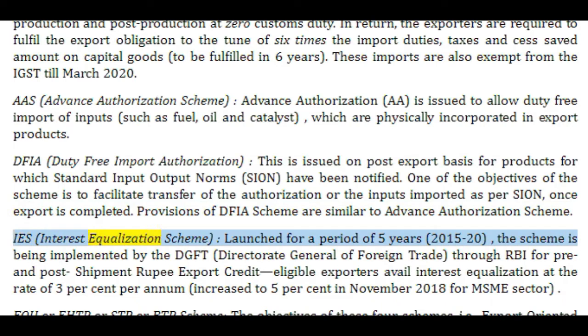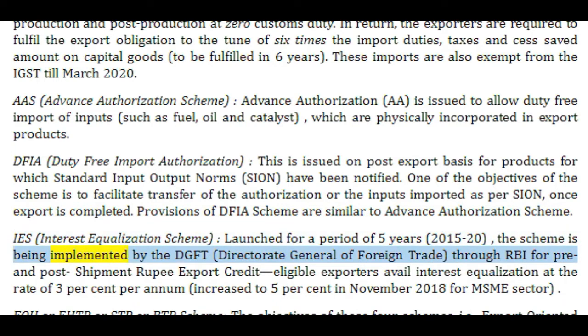IES, Interest Equalization Scheme, launched for a period of 5 years, 2015 to 2020. The scheme is being implemented by the DGFT, Directorate General of Foreign Trade, through RBI for pre- and post-shipment rupee export credit. Eligible exporters avail interest equalization at the rate of 3% per annum, increased to 5% in November 2018 for the MSME sector.